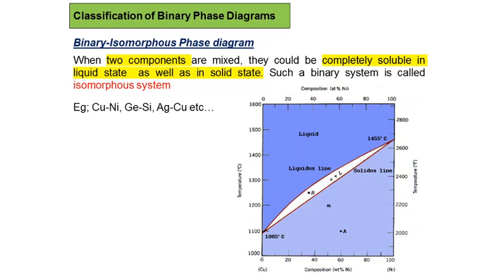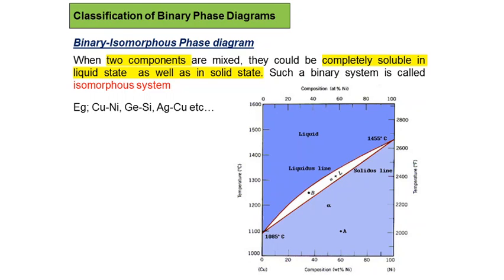But for the isomorphous systems, the two materials or the two components will be soluble in the liquid state as well as in the solid state. Okay. So the figure shows the actual representation of this binary isomorphous diagram over a two-axis, a 2D representation, in which the left axis or the y-axis represents the temperature and the x-axis represents the composition or the weight percentage of nickel.